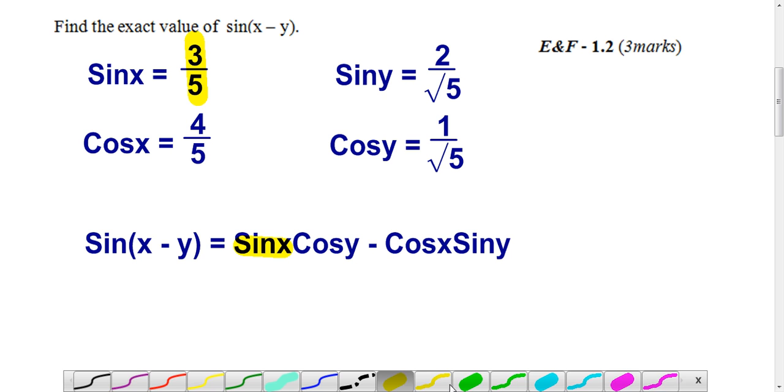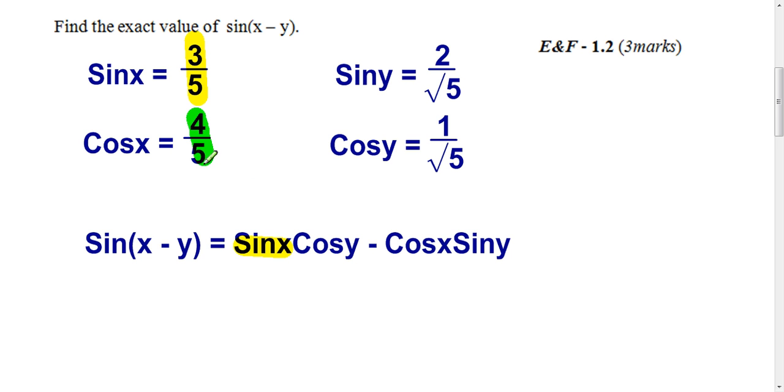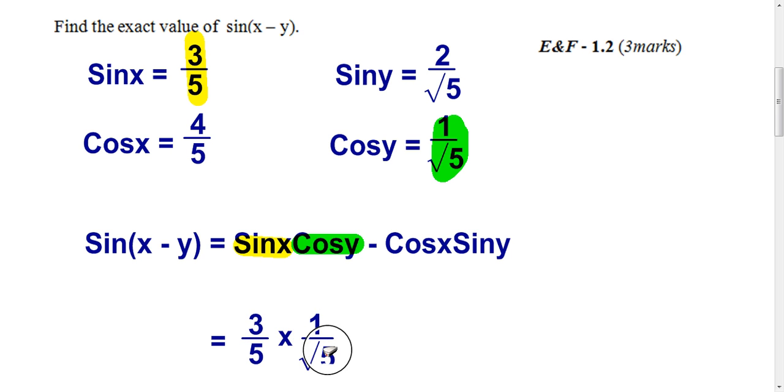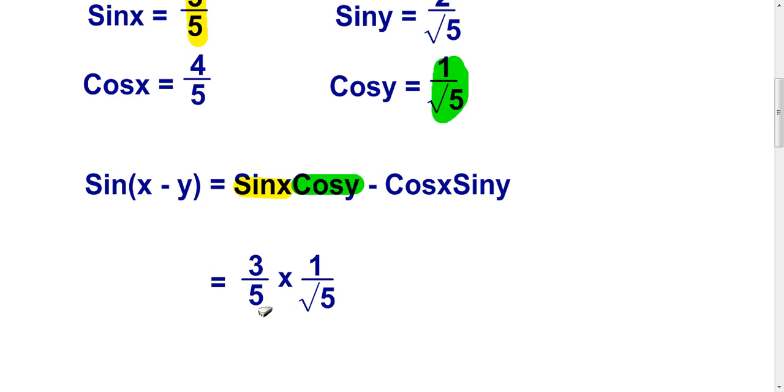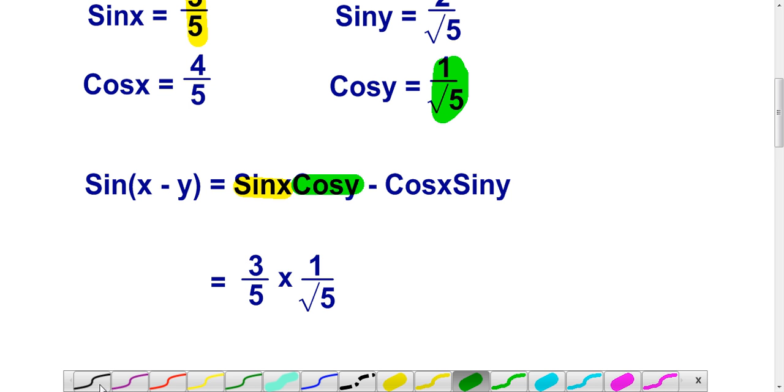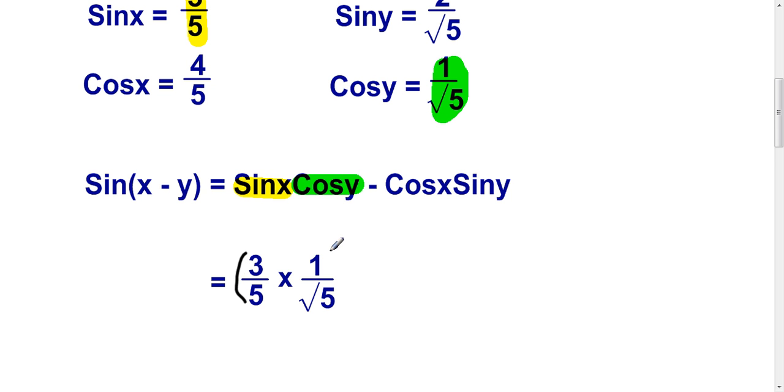And the same with this, cos of x is 4/5, so that goes away. Oh sorry, that's the wrong side there. Cos of y is 1 over root 5, so that goes away and 1 over root 5 comes in. And you're multiplying these two things, so put that in brackets. 3/5 times 1 over root 5. I've not put it in brackets here, but you should put it in brackets. In fact, I'll draw them in badly. There we are. Sorry about that.